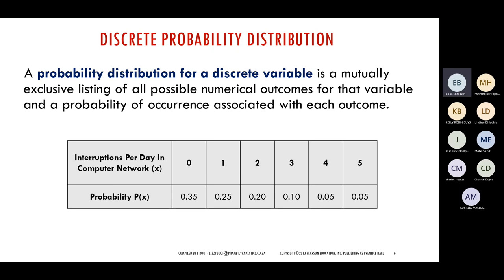For example, if I work at a company and our IT department wants to monitor and look at the interruptions that happen per day on our computer networks. So one day there is zero interruptions, the other day there is one interruption, the other day two interruptions, and three interruptions, four interruptions, and so forth. And I can calculate what the probabilities or chances are that those interruptions happen. I'm looking at it in a month. Let's say, for example, the probability that there would be no interruptions in a day is 0.35. The probability that there will be one interruption is 0.25. The probability that there will be two interruptions is 0.2 and so forth.